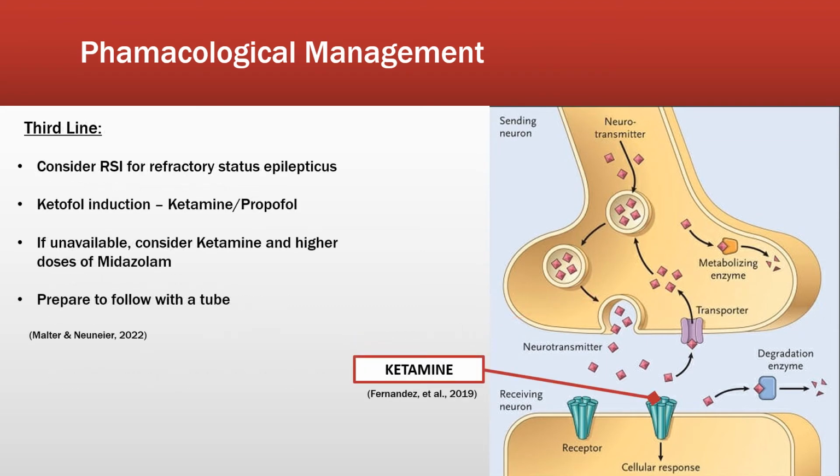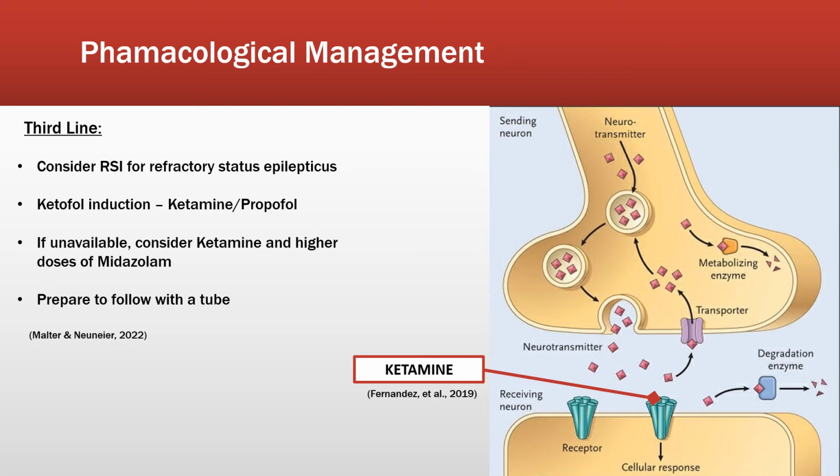When second line interventions have failed, or you don't have them available, your next step may be to proceed to RSI. A ketofol induction, that is ketamine and propofol, is preferred, because both these drugs have anti-epileptic actions in their own right. Propofol works as a strong GABA agonist in a similar way to benzos, and ketamine is an NMDA receptor antagonist, which blocks the binding of the excitatory neurotransmitter glutamate to the NMDA receptors on the receiving neuron.